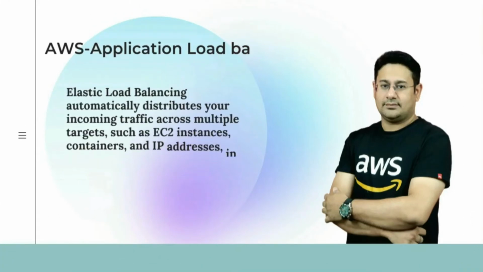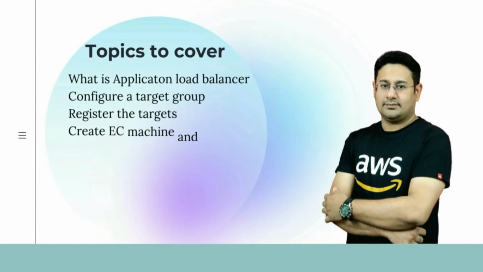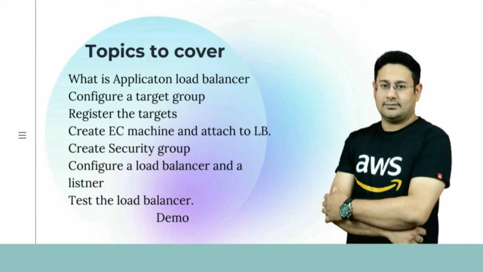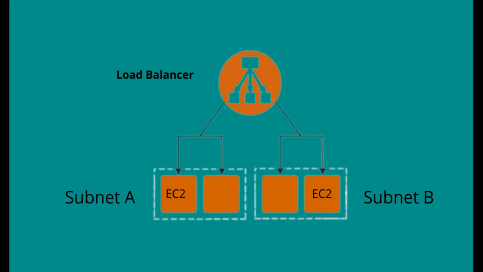In today's demo, we are going to see the demo for Application Load Balancer. But before we go to the Application Load Balancer, let's understand what exactly a load balancer is. In layman's terms, a load balancer is something which is going to distribute the traffic equally among the servers. Let's suppose in a load balancer I have 4 servers. What it is going to do is distribute the traffic equally to all the 4 servers. So that is the work of the load balancer.